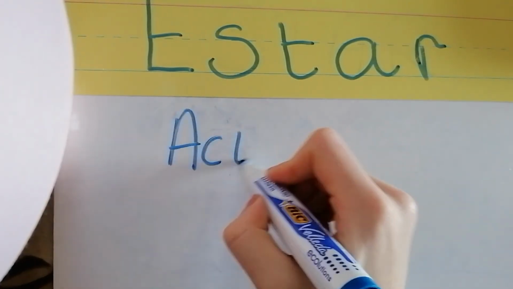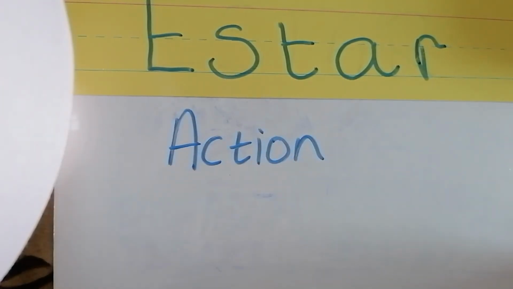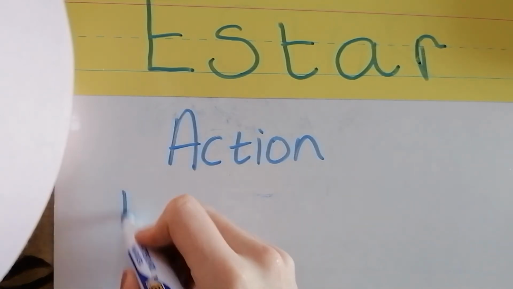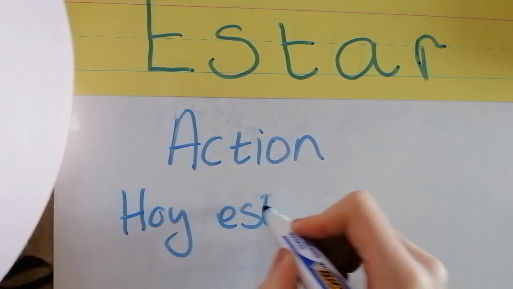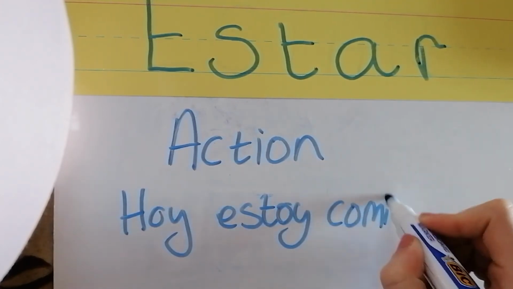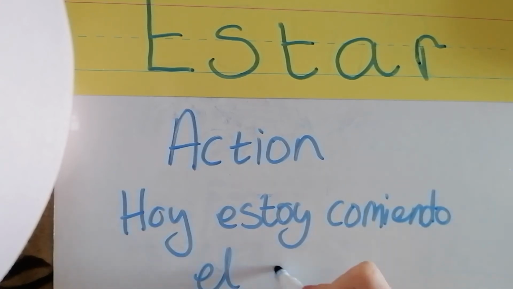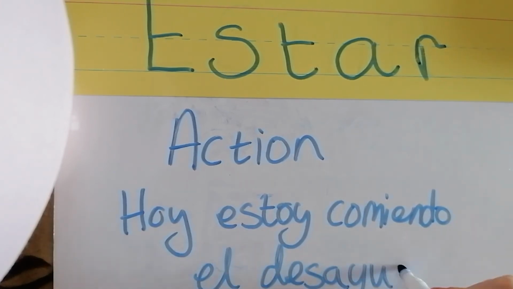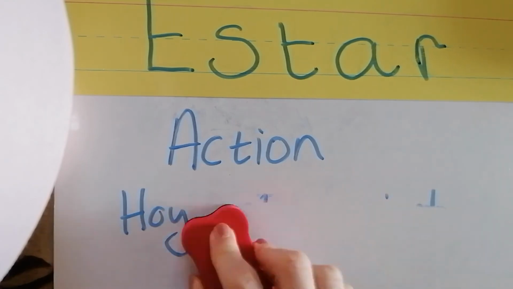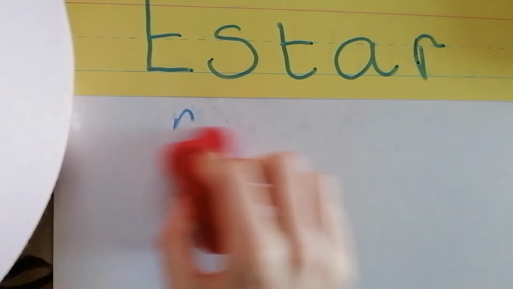Okay? What else have we got with estar? We have action. So what could action be? It could be I'm eating my breakfast, I am brushing my hair. So this is an action that is ongoing, it's happening, it's not permanent. So hoy, today, estoy comiendo el desayuno. So today, I'm eating my breakfast. That is something that is happening in this moment, but I won't be eating my breakfast all the time, every day. So therefore, we're using estar, okay?